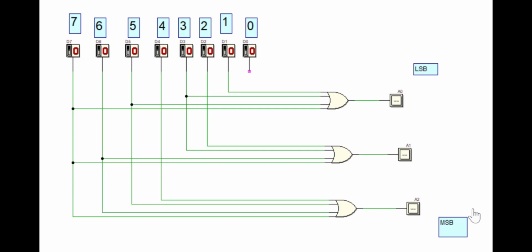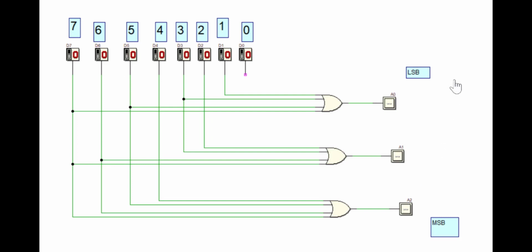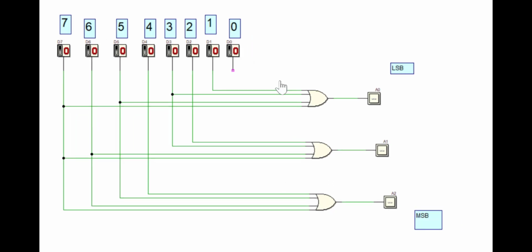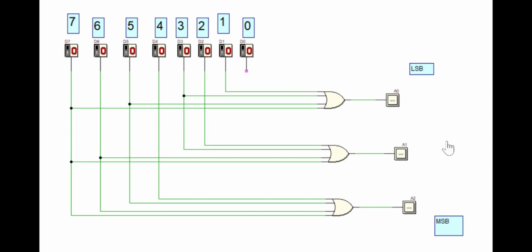If you look here, these are the octal numbers 0 to 7. These are the three output lines which represent the binary equivalent of your octal numbers. Okay, we have connected each OR gate. First one will be 1, 3, 5, 7, then 2, 3, 6, 7 and 4, 5, 6, 7 inputs to each OR gate, and the output will give you the binary representation of octal numbers. We'll try to run the simulation.